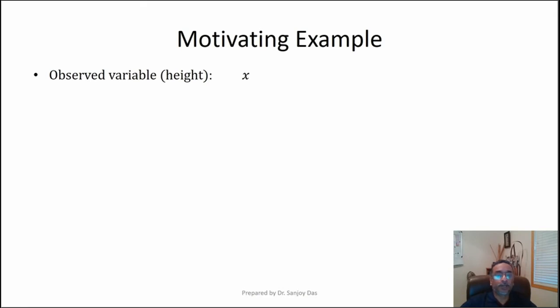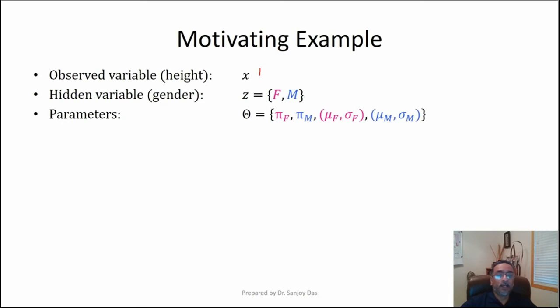Now, the observed variables are the heights, which I denote as X, and the hidden variable is the gender. So the gender is not known. F and M, female and male, are the two genders. That's hidden. The parameters of our model consist of pi f, pi m, mu f, sigma f, mu m, sigma m, and the subscripts f and m pertain to female and male respectively.